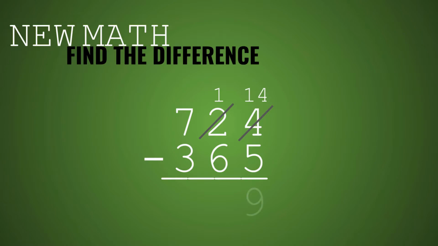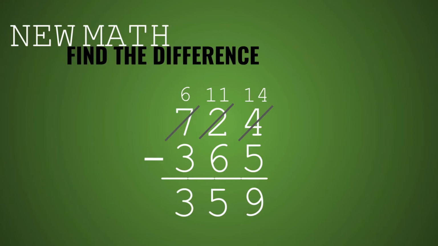14 minus 5 is 9, and then we look at the tens place. This is all regrouping because you're taking 1 from one place value and regrouping it to the other. So if we're looking at the tens place, we have 1 minus 6. Well, you can't take away 6 from 1, so you borrow from the 7, and the 7 becomes a 6. Once that 6 gives that 100 to the tens place, that 1 becomes an 11. 11 minus 6 is 5. And then we move over to the hundreds place. 6 minus 3 is 3, so we end up with 359.